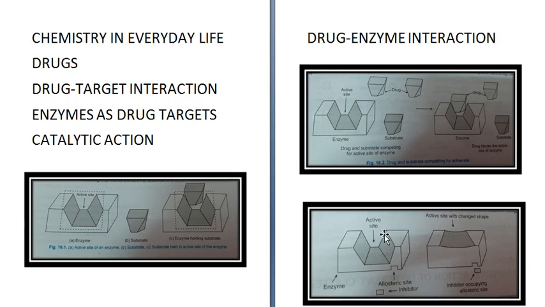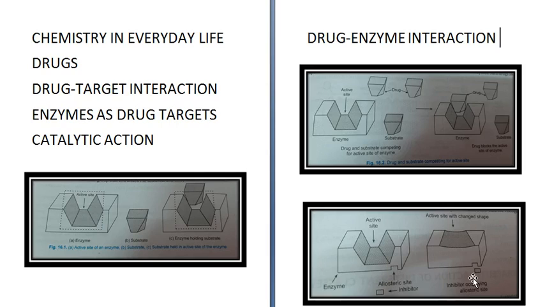So such type of drugs are called competitive inhibitors. The second is some of the drugs that do not bind to the active site of enzymes. They bind to a different site of the enzyme which is known as the allosteric site. This binding of the inhibitor changes the shape of the active site in such a way that the substrate cannot recognize it.